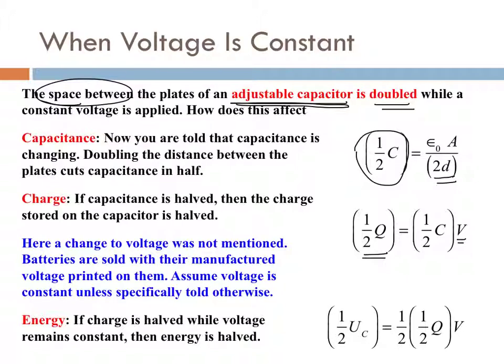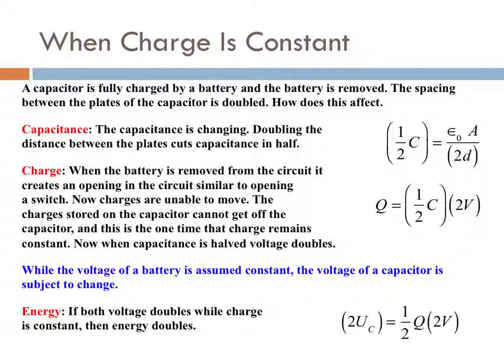If you halve the charge and my voltage stays constant, then you're going to halve the energy on that capacitor. In the last situation, let's say that we have a capacitor that is fully charged by a battery, and the battery is removed. Again, what this meant is if we put a battery and we allow this capacitor to charge, the charge that it has is going to be the same on both plates.